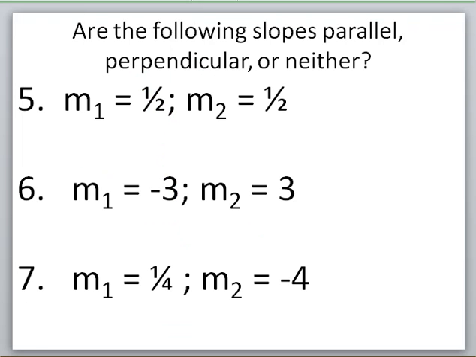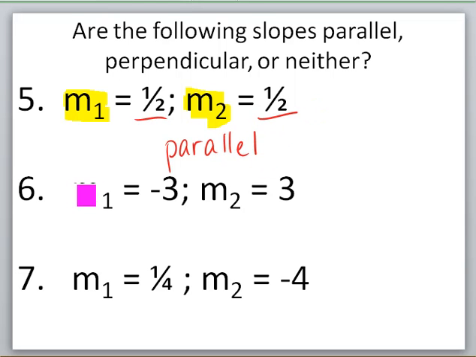The next type of problem, we're going to decide whether the slopes are parallel, perpendicular, or neither. So what I'm given is the slope of line 1 and the slope of line 2. We're going to compare those two slopes. Both of them are 1/2. They have the same slope, so we would denote these lines or these slopes as parallel.